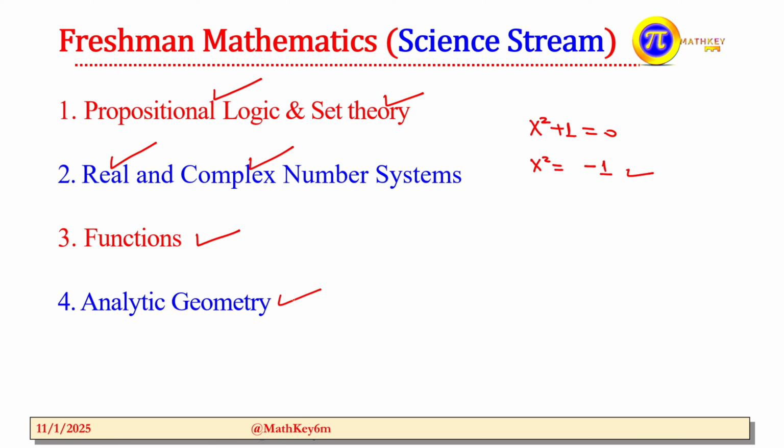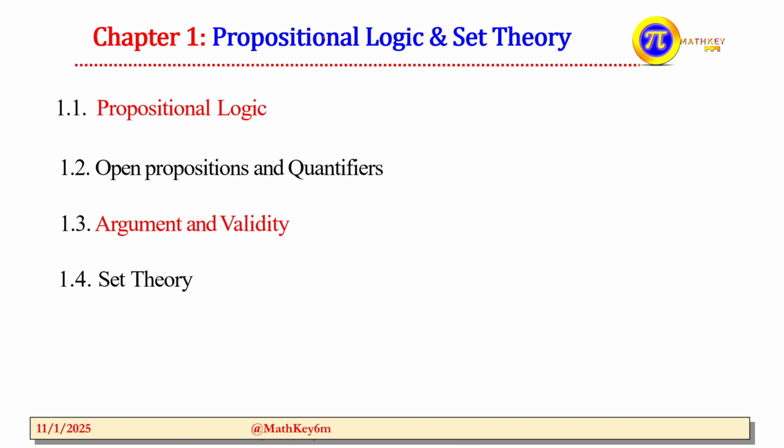So, freshman mathematics consists of 4 chapters. These are propositional logic and set theory, real and complex number system, functions, and last one, analytic geometry. We'll see each of them in detail with an explanation of the examples. Let's start from the first one. The first chapter says propositional logic and set theory.